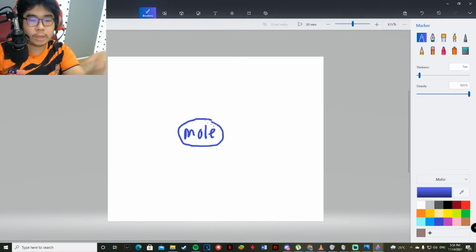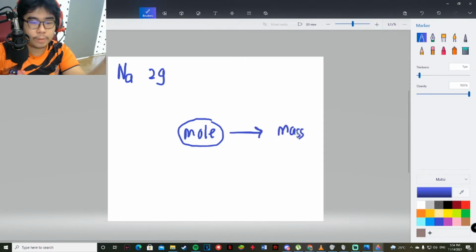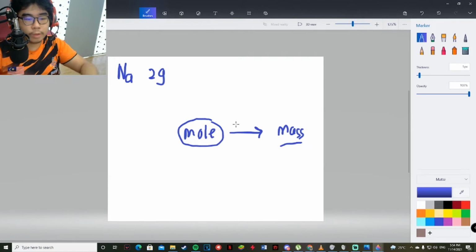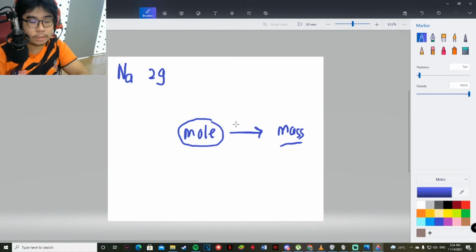Let's say you are given the mass of anything. You can be given the mass of sodium, let's say it is 2 grams. The right side is mass. So if you're given 2 grams of any chemical substance, let's say sodium, you need to convert it to mole, because the base unit for chemical substances is mole, because it's easier for you to convert and then calculate the mass or the volume. You need to calculate the mole.